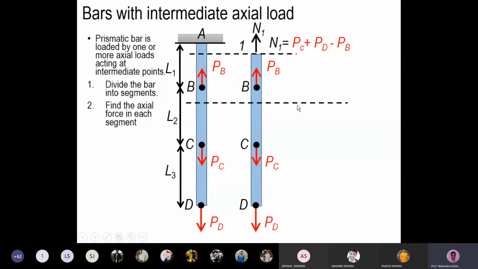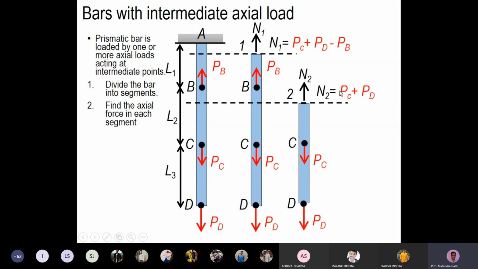So we are cutting the segment BC. Now we will analyze the lower portion of the bar. So in the lower portion, again, we have the two downward forces, PC and PD. Now PB will not be part of this problem. So only there are two forces, PC, PD. And at the top circular area, we will have the normal force N2. So this N2 value will be balancing this PC and PD. So N2 will be PC plus PD. Again, this N2 value will be uniform throughout this segment BC.